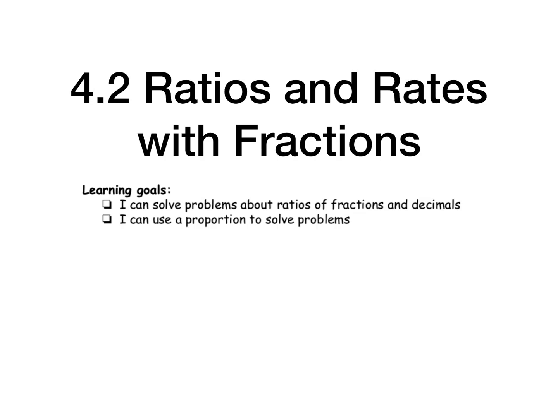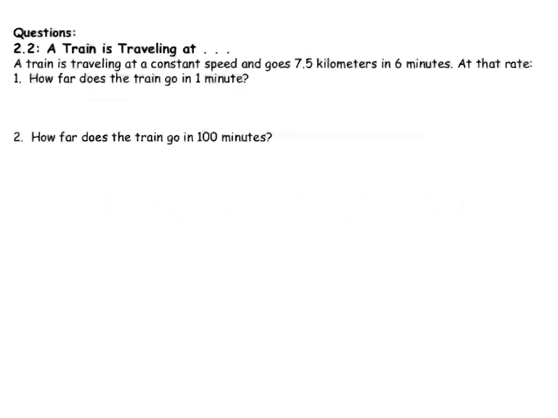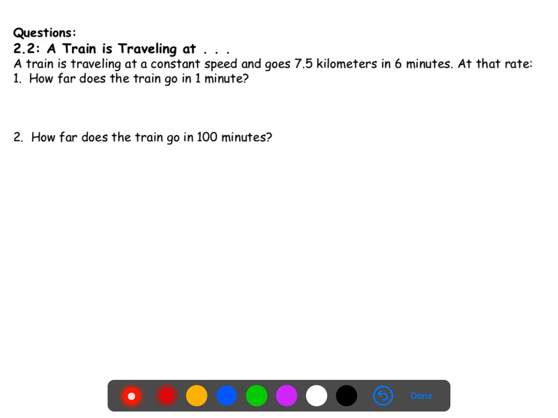So listen for those connections. Remember, we're going to be talking about unit rates, constant of proportionality, proportional relationships, and just keep that going. For our first question, it says a train is traveling at a constant speed, and that's that first clue that I was talking about with proportional relationships.